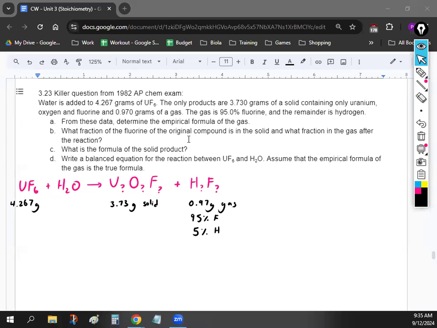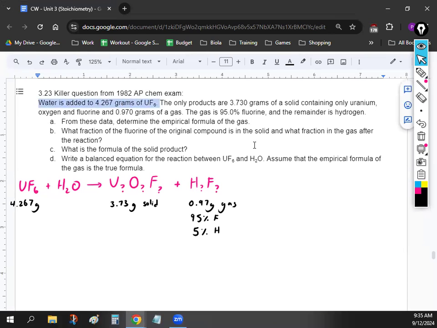So good luck, guys. All right, so if we're looking at this question, this is all the info that I can pull out, okay? It tells you water is added to 4.267 grams of UF6. So that's our two reactants, right? UF6 reacting with water, and you got 4.267 grams of it. Everyone good with that part? Okay. And then it tells you the only products are going to be 3.73 grams of a solid, and that solid has only uranium, oxygen, and fluorine. So we don't know what the chemical formula is, but we know that it's solid. It's 3.73 grams, and it's made out of uranium, oxygen, and fluorine. So I got this from that part. Everybody good with that part?